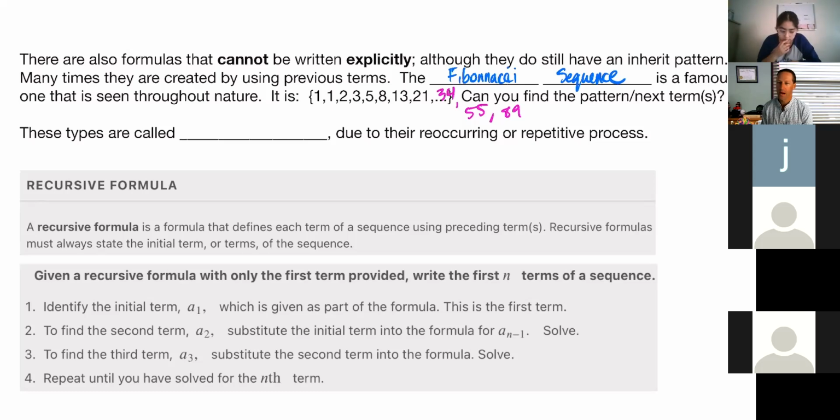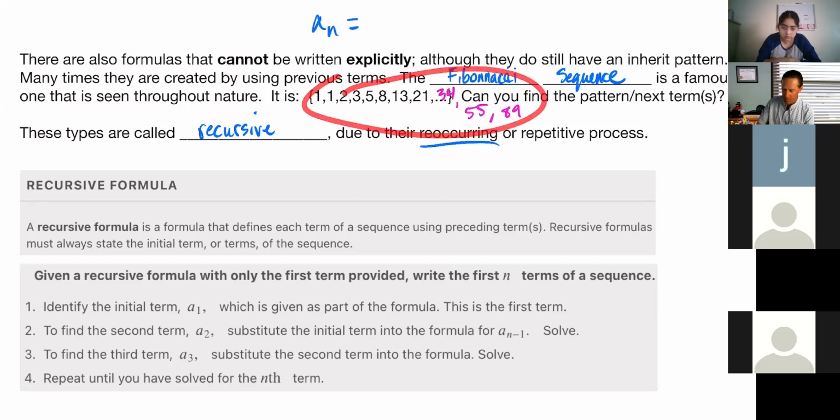But patterns come in all shapes and sizes, literally. And this is one that you can see in shells and their growth, leaves, all kinds of cool stuff in nature that Fibonacci noticed. All right? And these are called recursive. Recursive because some process keeps reoccurring.